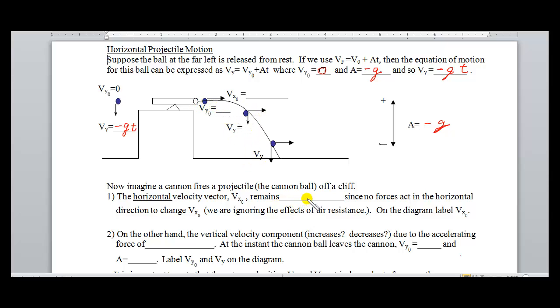So what goes in this blank? All right? And notice, as a hint, all the vectors have the same magnitude. They have the same length throughout. So push that pause button and fill in this.